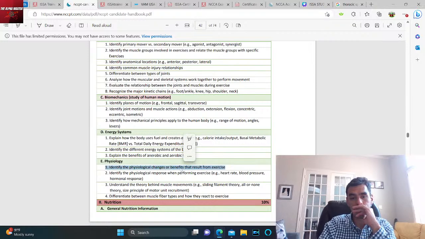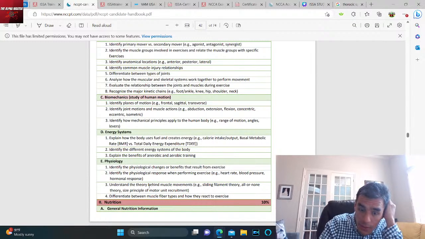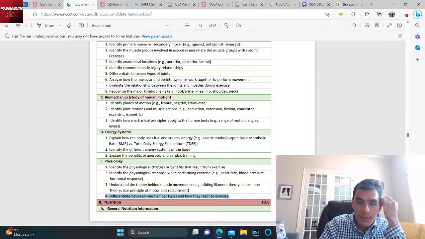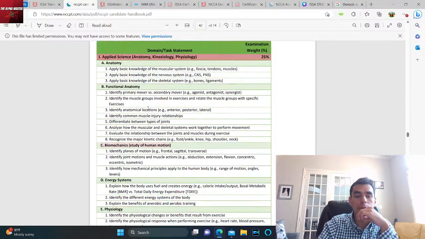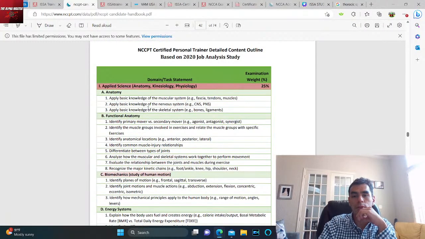Adaptations that result from exercise. Sliding filament theory. The difference between muscle fiber types and how they react to exercise. So all of that is going to be part of the applied science portion of the examination, weight 25% of the test. And that was it.